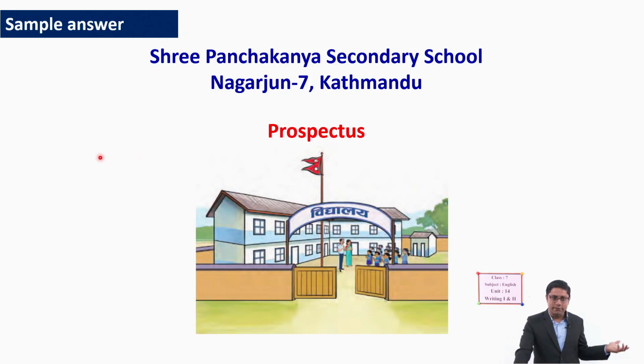First, as discussed earlier, you need to write the name of your school on the top. Okay? Name. For example, here Sri Panchakanya Secondary School. Here you will write the name of your school. Then again you will write the address of your school, where it is located. Here Nagarjuna 7, Kathmandu, for example. And then you will write this as a title, as a heading, prospectus you need to write. And if there is a picture of your school, you will put it here, just under prospectus. Can you do this? Okay.